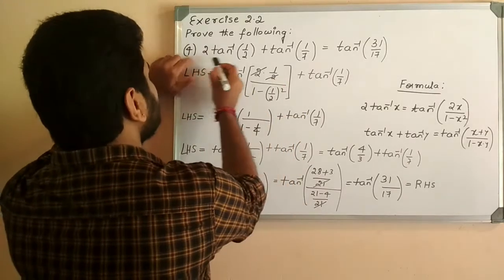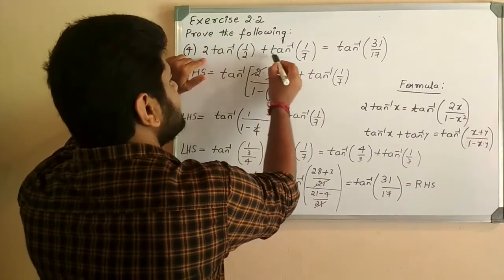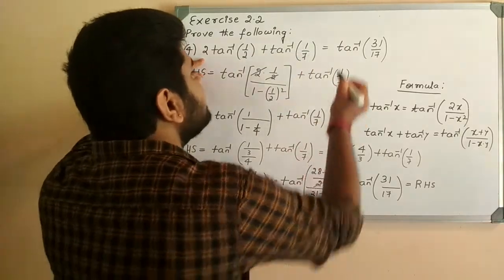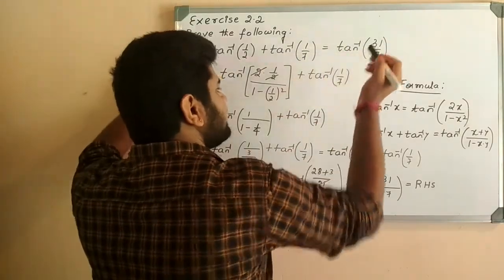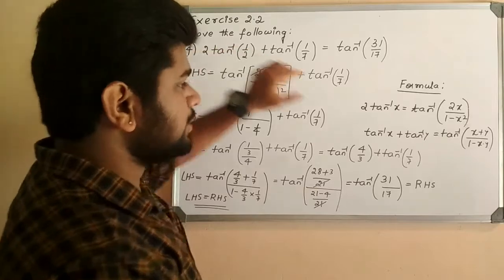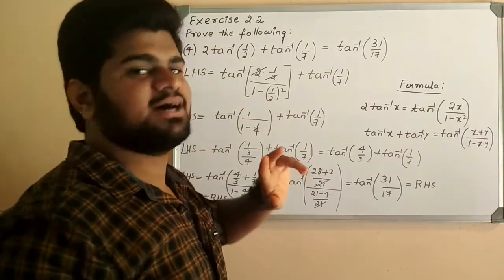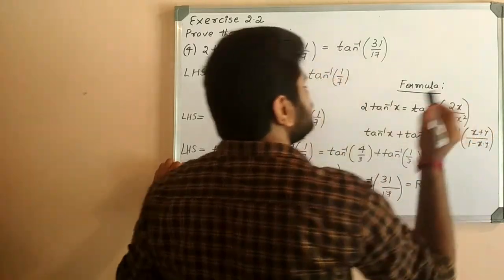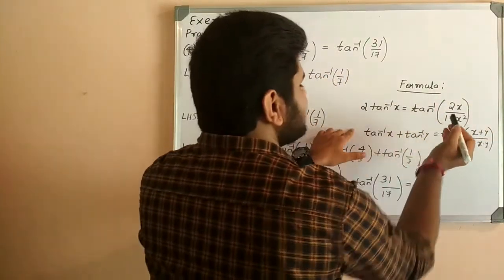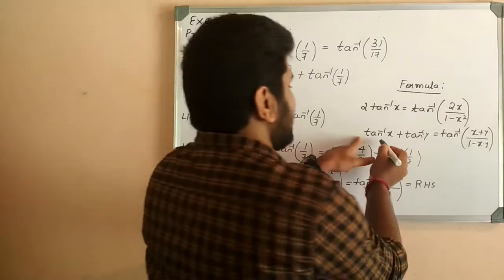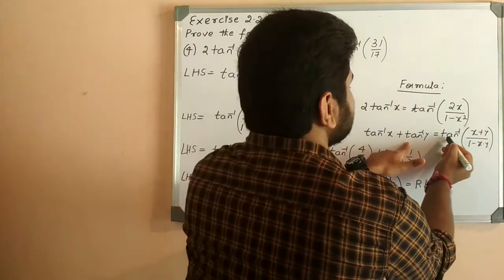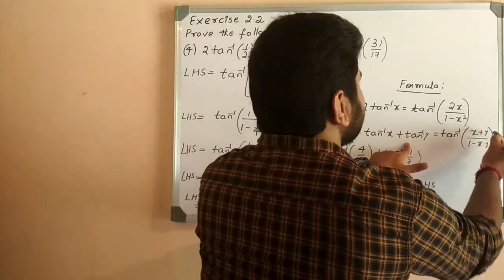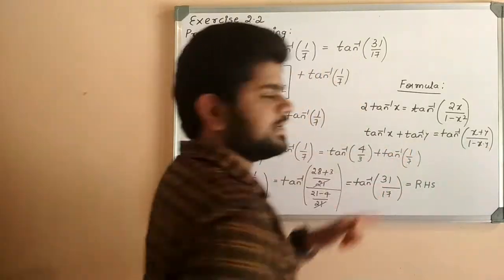So question number 4, 2 tan inverse 1 by 2 plus tan inverse 1 by 7 is equal to tan inverse of 31 by 17. So here you need to apply two formulas, that is 2 tan inverse x is equal to tan inverse of 2x divided by 1 minus x square, and tan inverse x plus tan inverse y is equal to tan inverse of x plus y divided by 1 minus x into y.